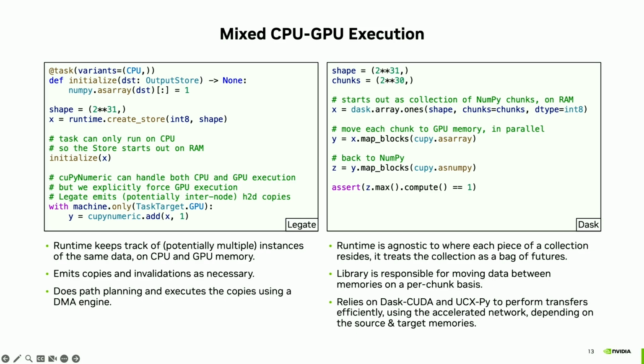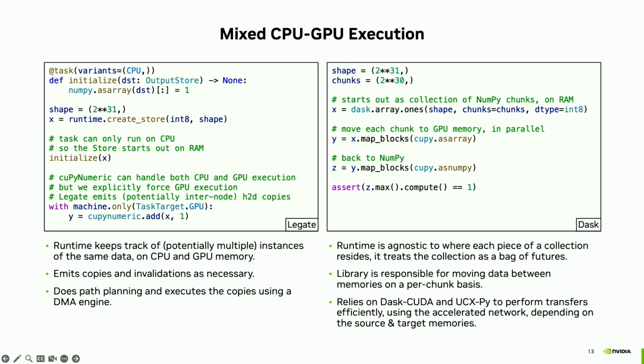So in this case, I have a task initialize which has been constrained to run on the CPU, and the runtime will know this information. It will know that the data must be instantiated in the host accessible memory. The next task uses cuPy-numeric, which can handle data in both locations, and it has kernels or task definitions for both. But in this case, I'm constraining the execution to GPU, so the data will have to move, or Legate will have to emit the copy and invalidate the previous version if necessary.